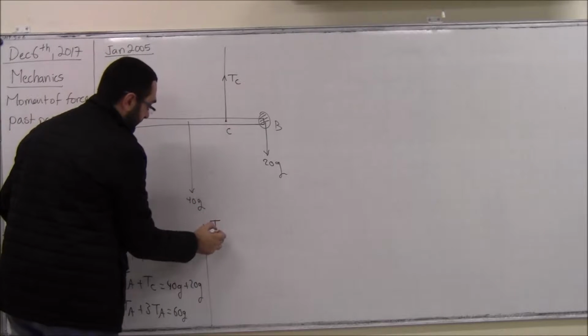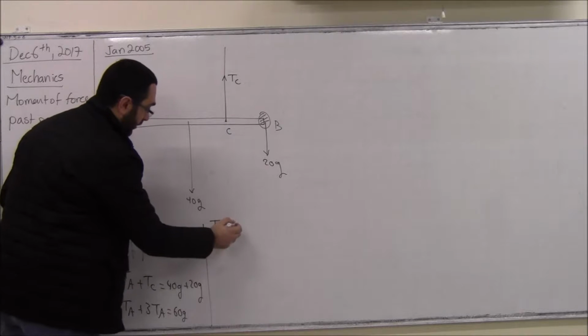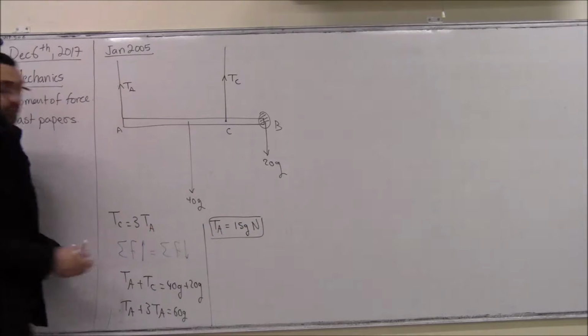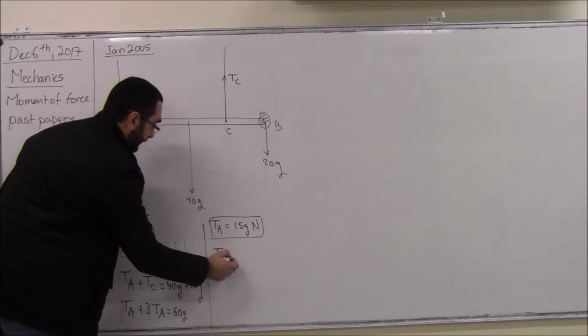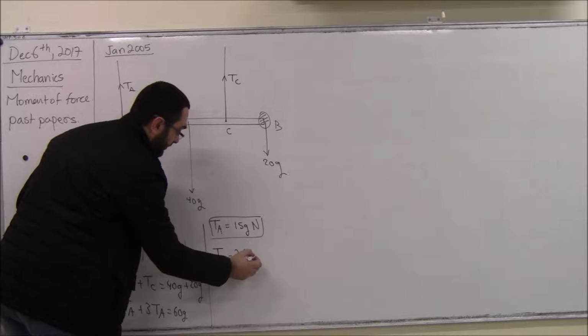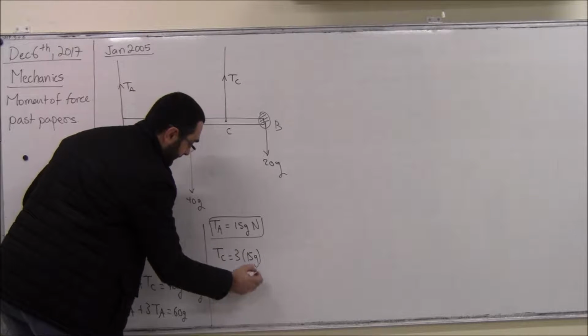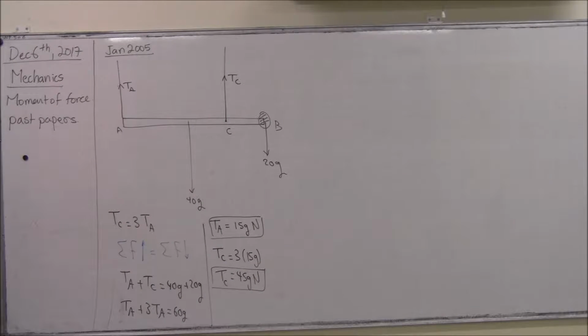So 4TA equals 60 g, so TA equals 15 g. We are not asked about TA, we are asked about TC. TC equals 3 times 15 g, which is 45 g newtons. This is TC. Okay, guys? Any question about this? No.